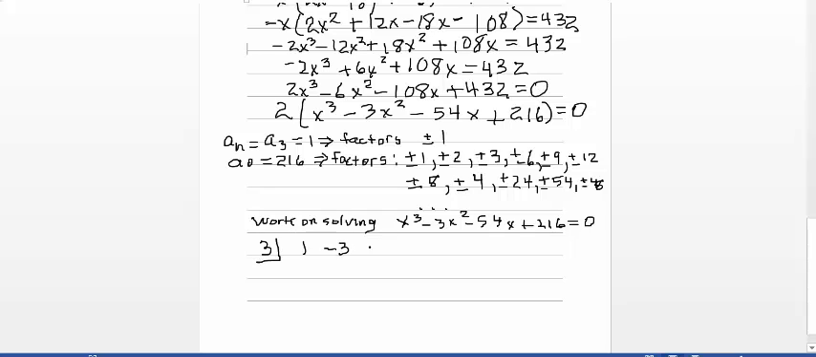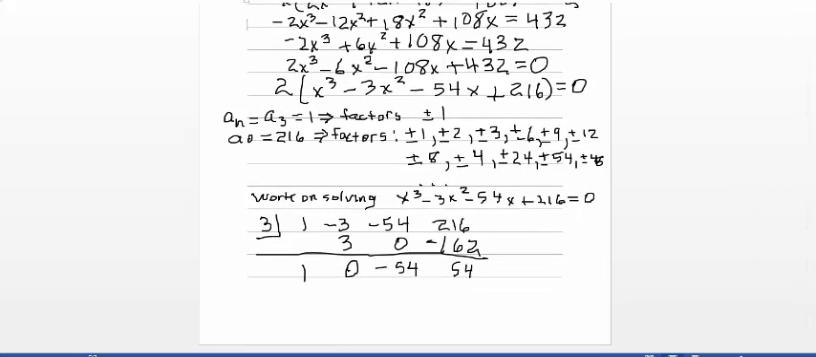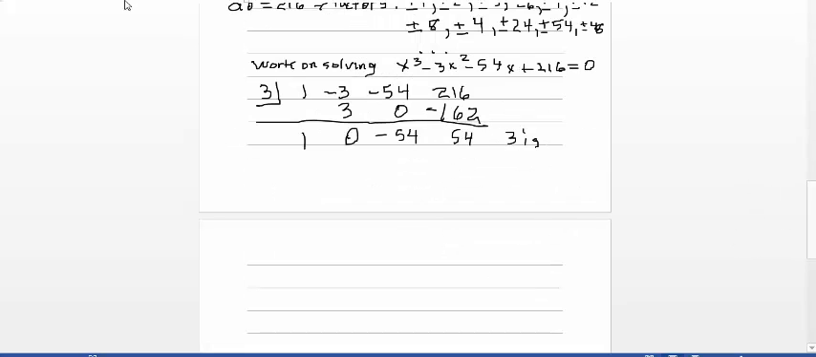And we're going to use synthetic division. I'm going to start with 3 in order to see whether or not 3 is a root. We bring down the 1, multiply by 3, add that to the next coefficient, multiply the sum by 3. We keep repeating that process, and we find out that our remainder is 54. Since this isn't 0, that basically tells me 3 is not a 0 of the polynomial.